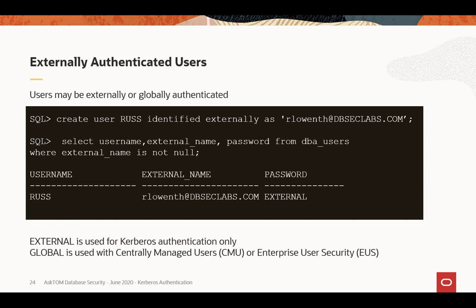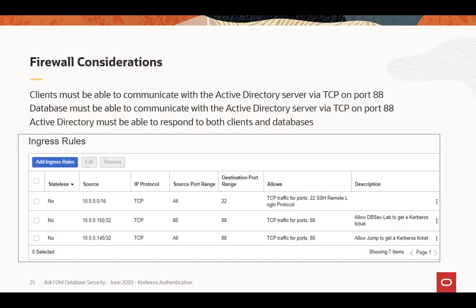Okay? Network connectivity, of course, has to be established. You need to make sure that your database server, in my case 10.0.0.150, is able to reach the domain controllers on port 88. Your database clients also need to be able to reach the domain controllers. In my case, I have one Linux client at 10.0.0.145, and that one needs to be able to reach the Active Directory domain controllers as well. Okay?